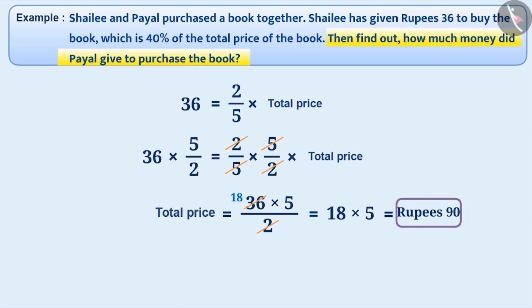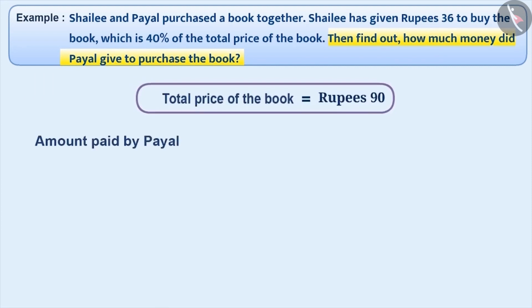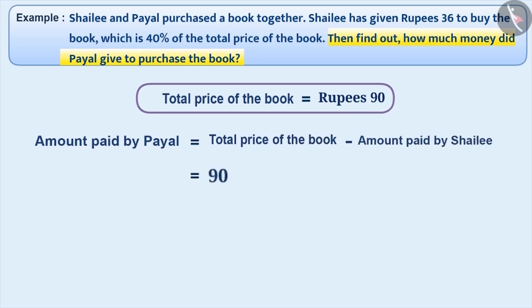No. We need to find out the amount paid by Payal. We can find this in the following way. Amount paid by Payal is equal to total price of the book minus amount paid by Shelley, which is equal to 90 minus 36, which is 54. Therefore, Payal has given 54 rupees.